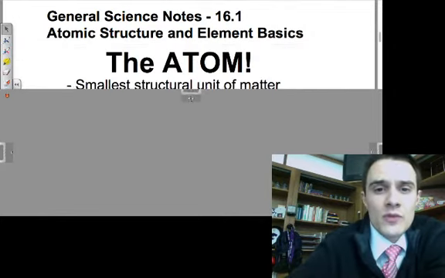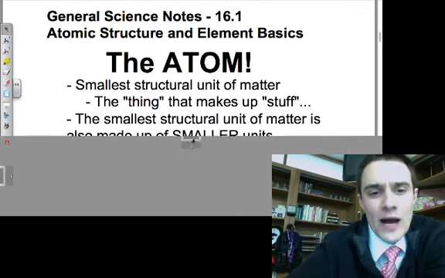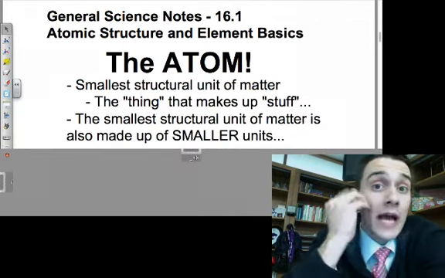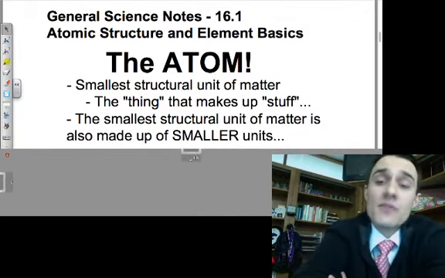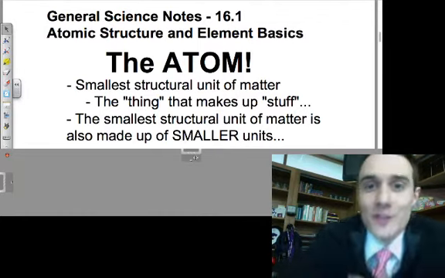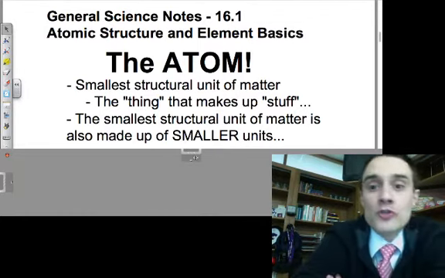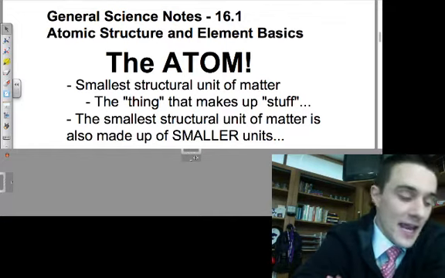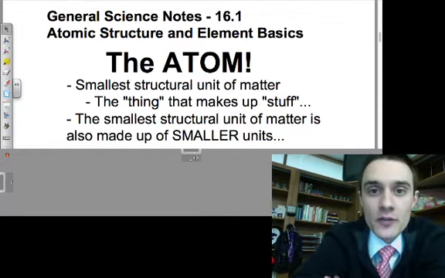We've been looking at the atom for a while now, and the atom, as we've defined it in class, is the smallest structural unit of matter. It is the thing that makes up stuff, if you will.